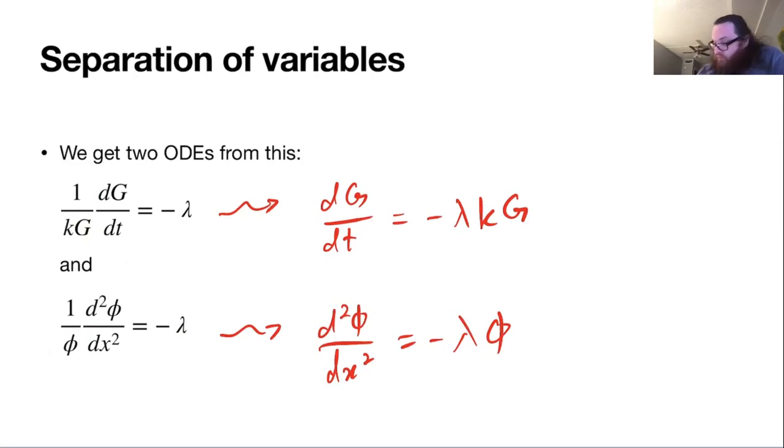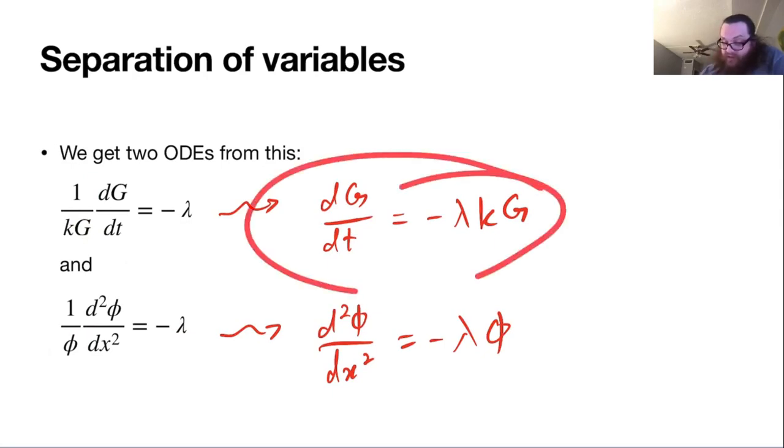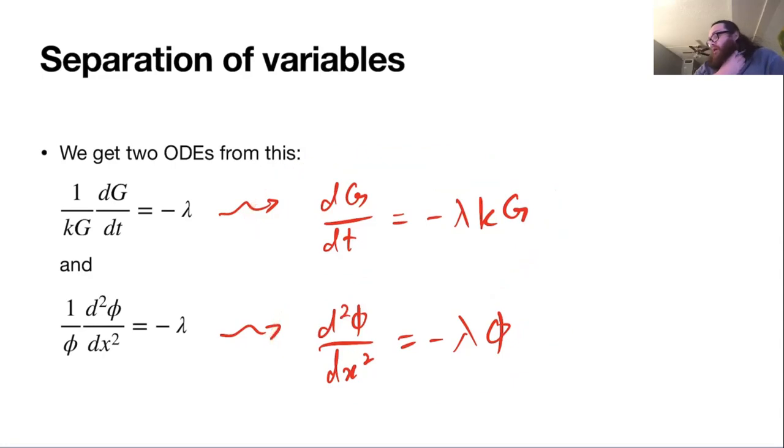And so what we're going to be doing next is essentially solving each of these ODEs and then trying to figure out what possibilities there are for lambda. Up to here, all we've done is work just with the PDE. We've plugged in the separated solution and said, if we have a separated solution, here's what the PDE becomes. We have these two ODEs, great.